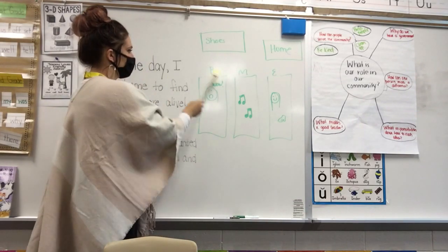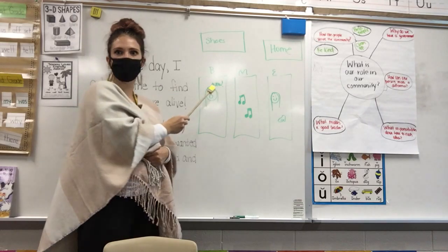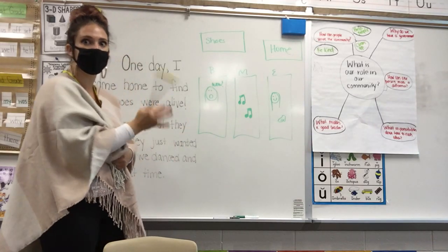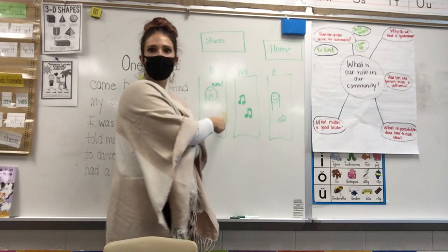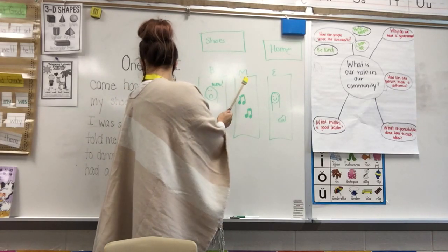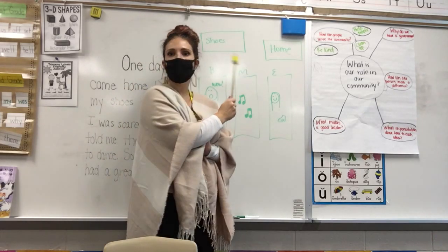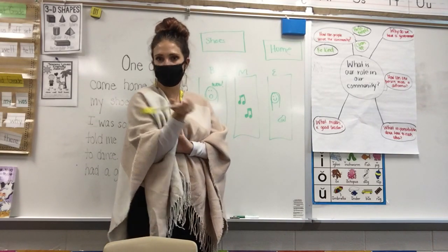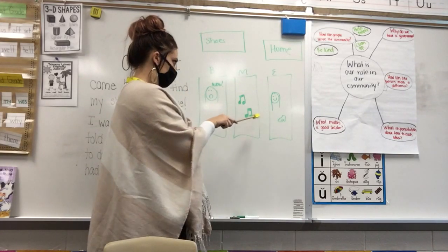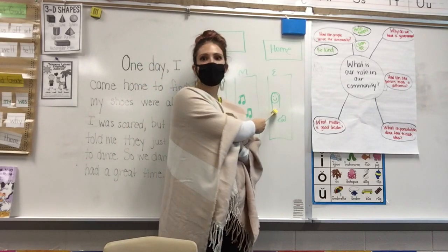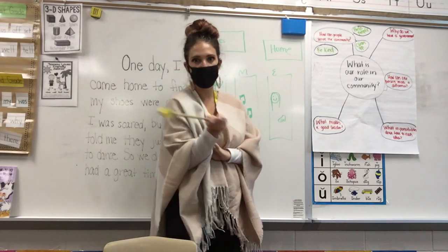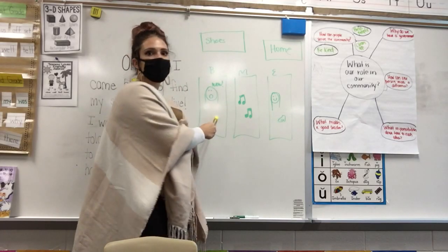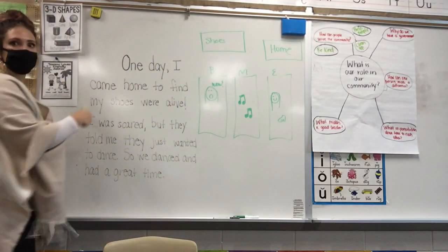So in the beginning of my story, I put a shocked face because I come home and I find my shoes alive and I'm kind of shocked and a little scared. In the middle are where all the main details happen. So I was in the middle, I'm scared, but the shoes tell me they just want to have a dance party. So that's why I wrote music there. And then at the end, my story ends with me feeling happy and the shoes feeling happy that we had a good time together. So I'm going to show you how to change all of these into an actual writing piece.